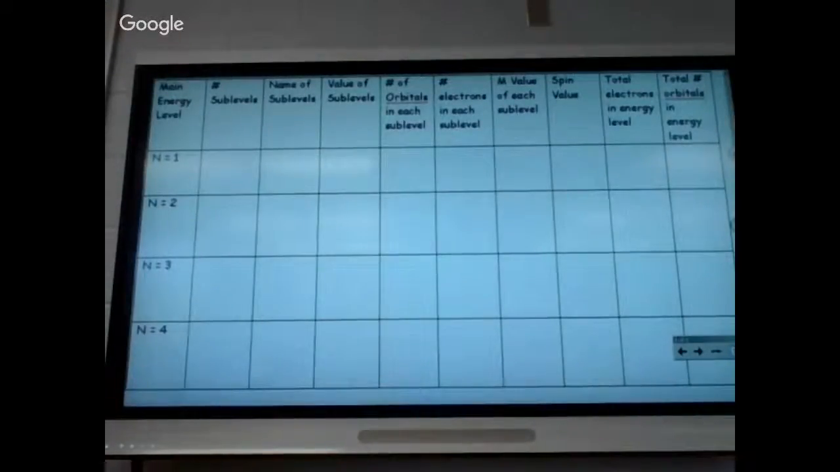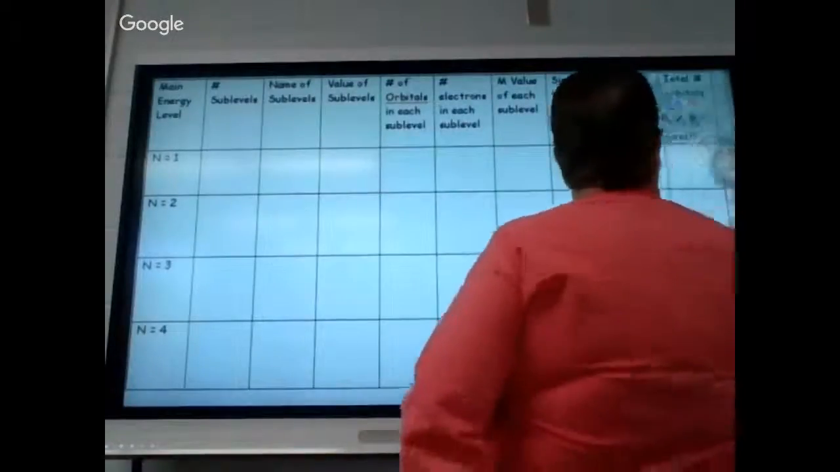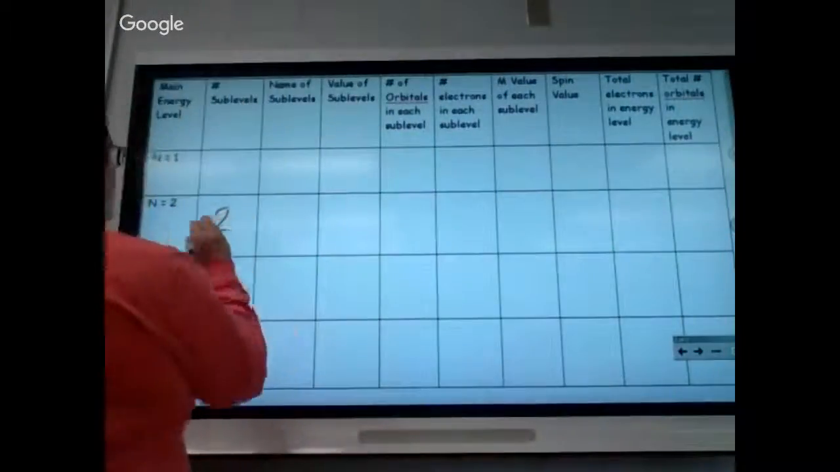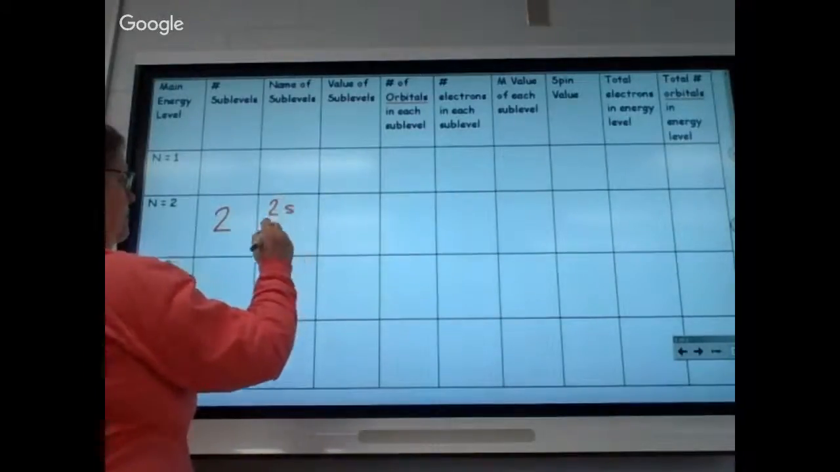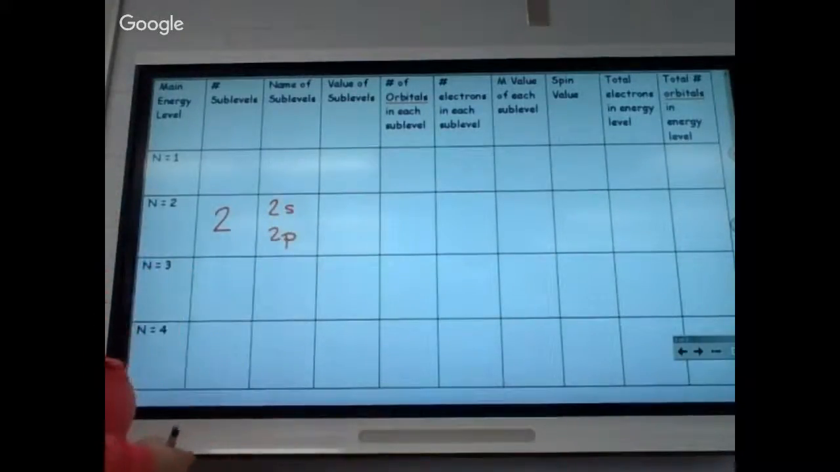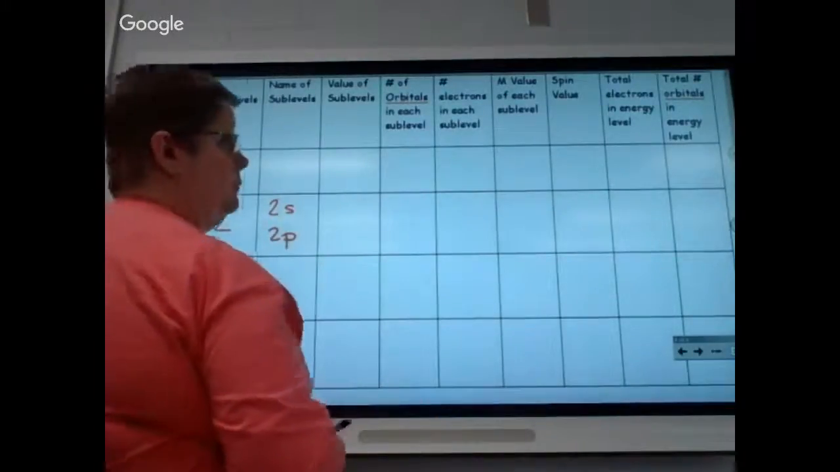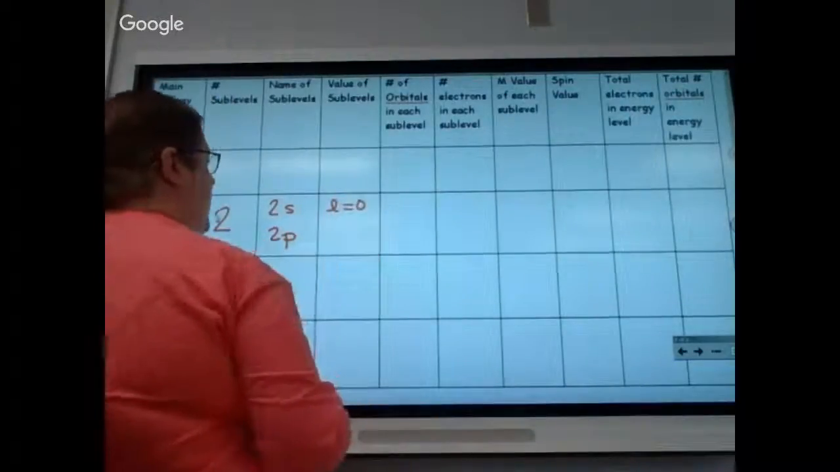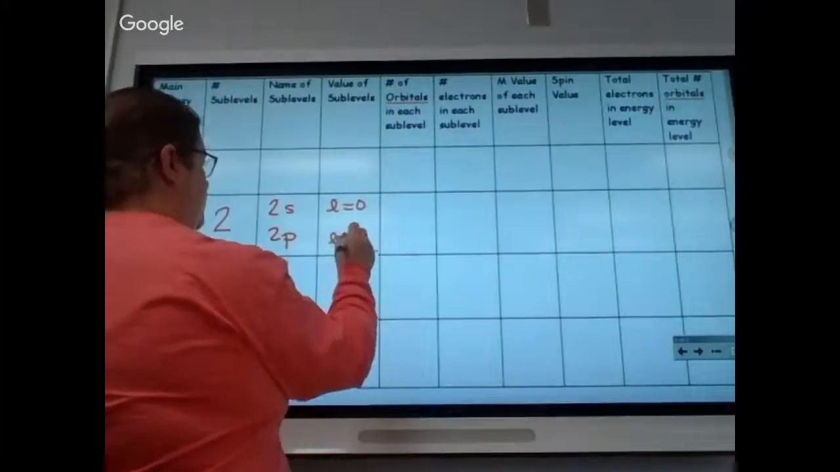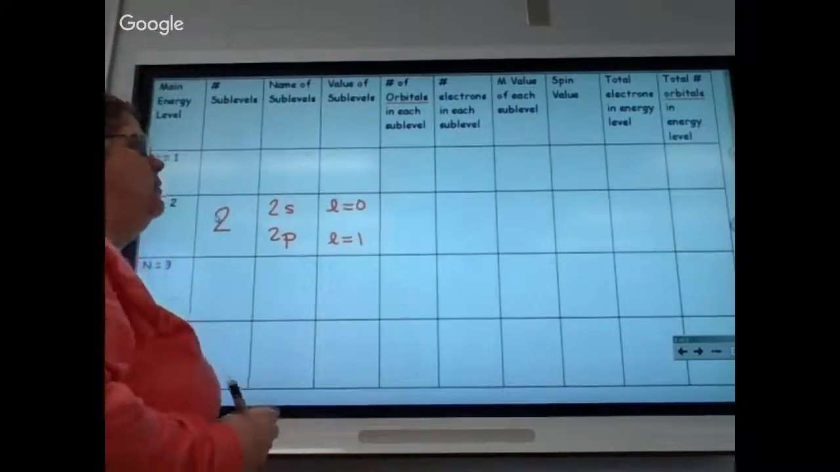All right. I'm going to do n equals 2, and y'all are going to fill in the rest. How many sublevels are there if n equals 2? Two. What are their names? 2s and 2p. Yep. What value is assigned to s? So l equals 0. What number is assigned to p? Okay. How many orbitals does each have?